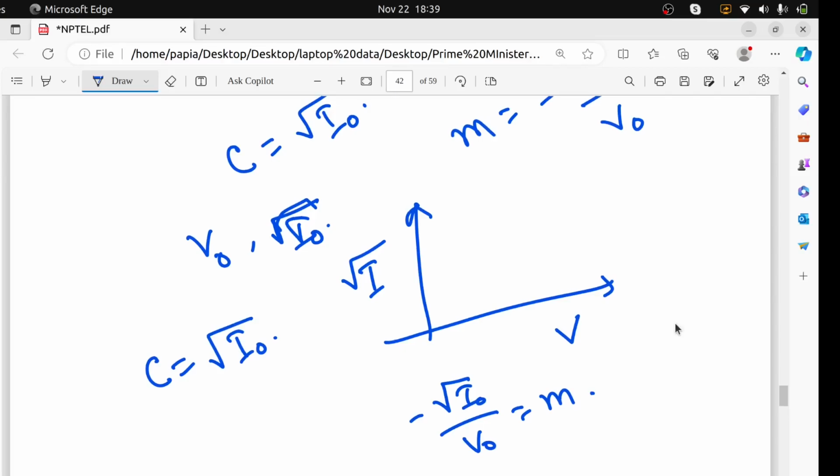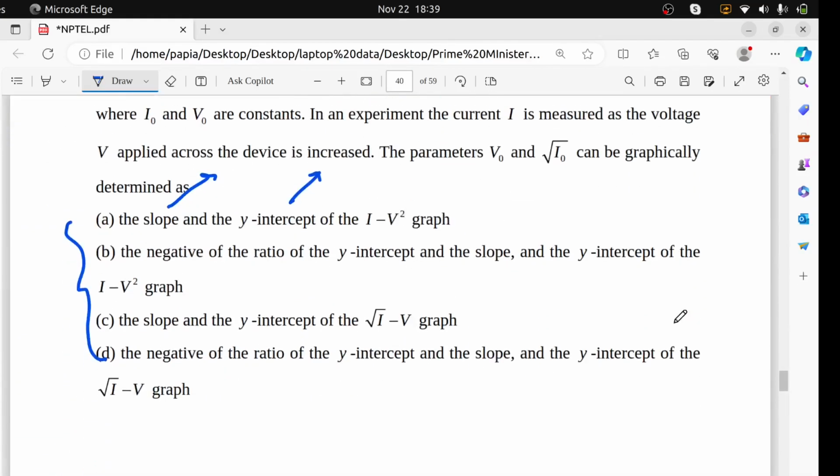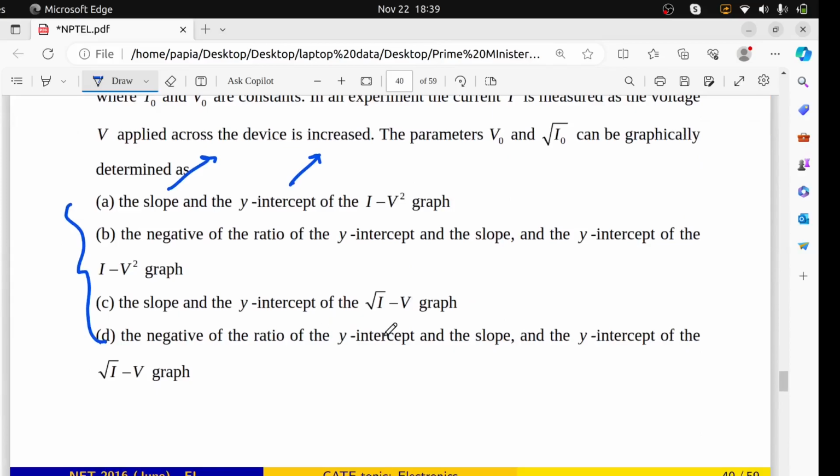X-axis v square plot is. Acha, v square. No, yeah, I will tell you, no problem. You can see here also that I by v square is there, but root over I and v graph is also there, in option. Okay. So which one is the correct one, that we will tell, but we will just first reproduce ourselves the answer.